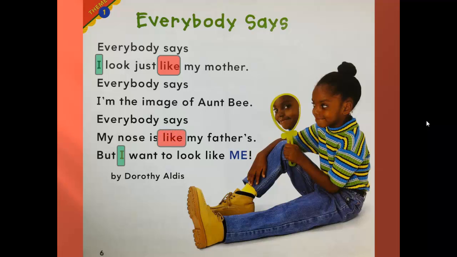You've got it. Now we're going to look for my. Oh wait, nope, I see one more like in this poem. So let's look for that like. One last like. I'll give you a hint, it's in the very last line. If you're pointing right there, you have found the last like.